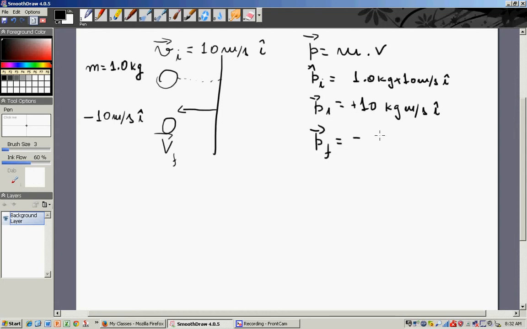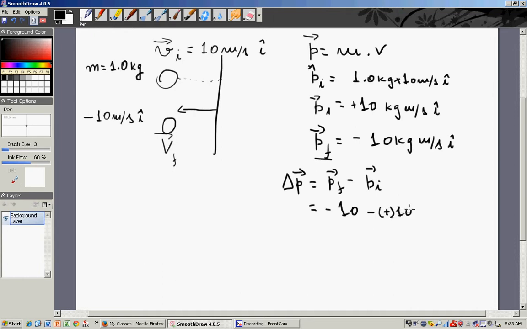And if you do the same exercise for the final momentum, you're going to find it to be negative 10 kilograms meters per second in the I-hat direction, meaning that the change in momentum is given by final momentum minus initial momentum, that is negative 10, let me drop the units for now, minus plus 10, that is negative 20 kilograms meters per second in the I-hat direction.